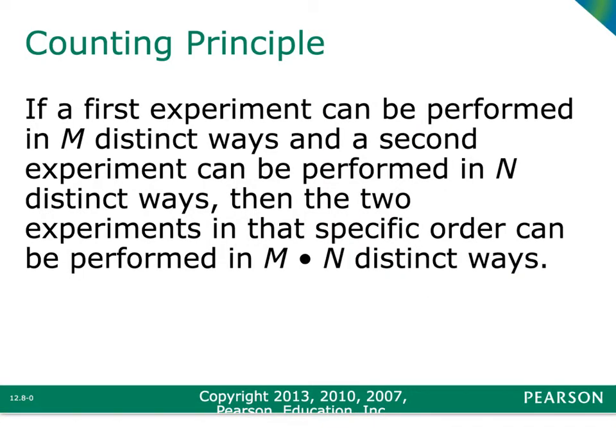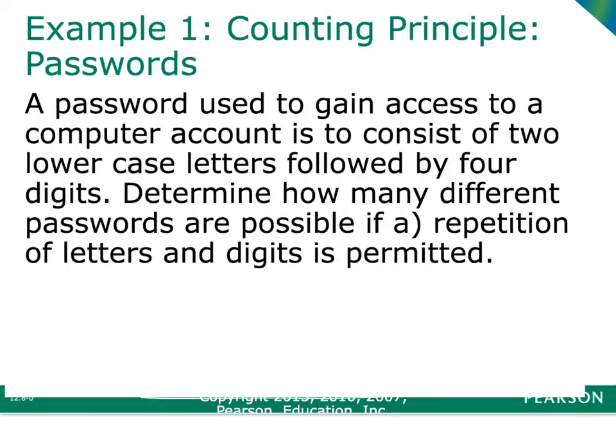First, the counting principle. If a first experiment can be performed in m distinct ways, and a second experiment can be performed in n distinct ways, then the two experiments in that specific order can be performed in m times n distinct ways. Essentially, all you have to do is multiply the number of ways m can be done and the number of ways n can be done together.